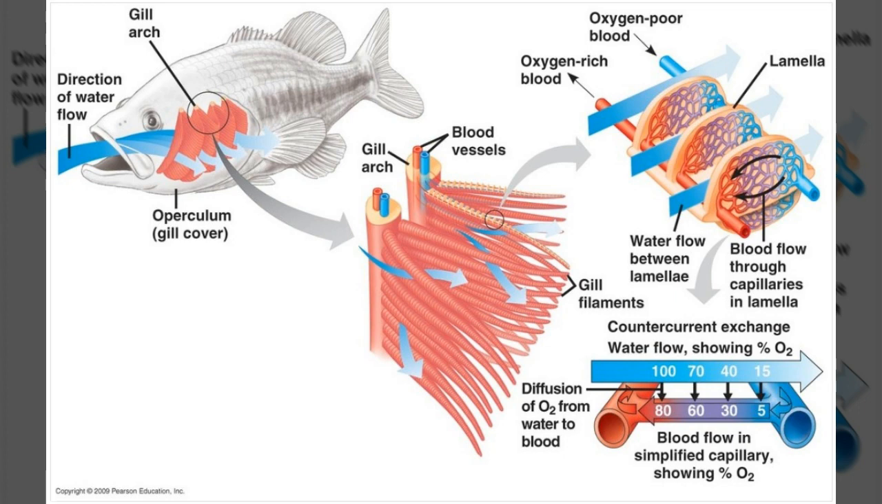So the water flows between those, and the oxygen-poor blood is flowed out, I guess you could say, and the oxygen-rich blood is flowing in. So that's basically how it works. There's diffusion of the oxygen from the water to the blood, and blood flow in the capillaries, showing percent of oxygen, which you can see in the diagram to the bottom right.